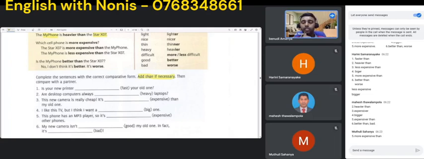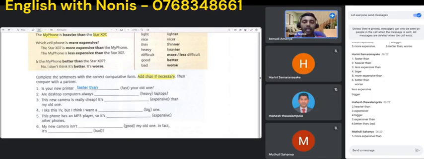Okay, so the exercise is complete the sentences with the correct comparative form. Add than if necessary, then compare with the partner. So we need to write the comparative form. Is your new printer, within brackets they have given the word fast, your old one? So new printer, they want to compare it with the previous one. So they want to know whether it is faster, right? Comparative form is faster, and then than. Is your new printer faster than your old one?